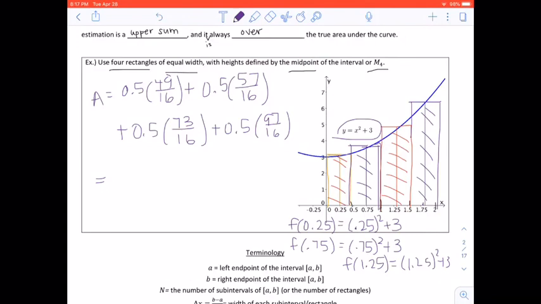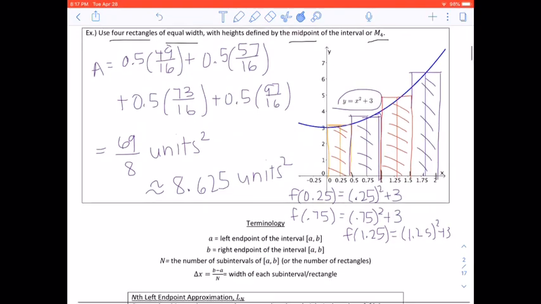Working this all out, just plugging that in on your calculator, we get 69 over 8 units squared, or it's approximately equal to 8.625 units squared. So we have a left endpoint method, a right endpoint method, and a midpoint method.